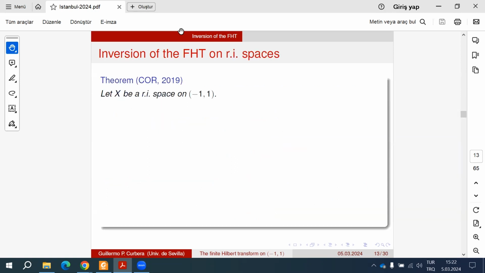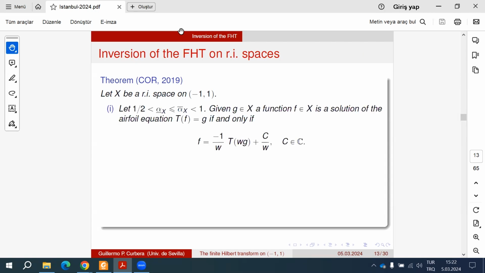Now we want to understand this theorem in the finer scale of rearrangement invariant spaces. There are more spaces, finer results. So we start with the space X. This is the previous LP, but now we have something more general. And remember that the boundedness of T on X depended on these Boyd indices. And now we separate from 1/2 to 1. This corresponds to p between 1 and 2.